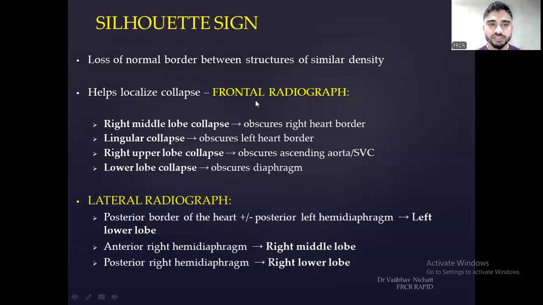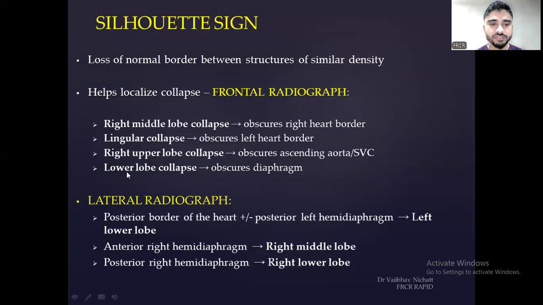Today, since this lecture is only limited to the collapse part, I am only covering the collapse portion. On frontal radiograph, if there is a right middle lobe collapse, then it will obscure the right heart border, like we discussed before. If there is a lingular collapse, it will obscure the left heart border. If there is a right upper lobe collapse, then it will obscure the ascending aorta and SVC border, the right lateral border of the ascending aorta and SVC.